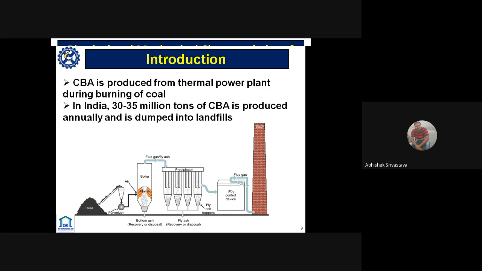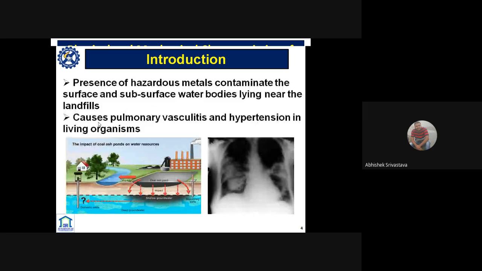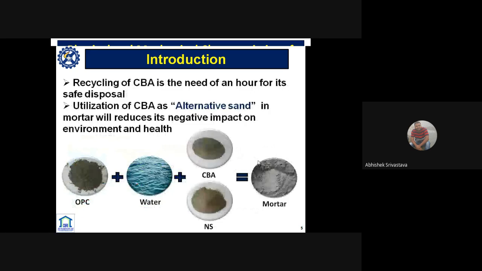In India alone, 30 to 35 million tons of CBA is produced annually, and it is dumped into landfill. Due to the dumping in the form of slurry in coal ash ponds, the heavy metals present in the coal bottom ash leach out to the surface water and contaminate river bodies. Also, the people living near these coal ash ponds have problems of pulmonary vesiculates in their lungs and hypertension in living organisms. So the dumping of CBA into landfill is not a good option, and recycling of CBA is the need of the hour for its safe disposal.